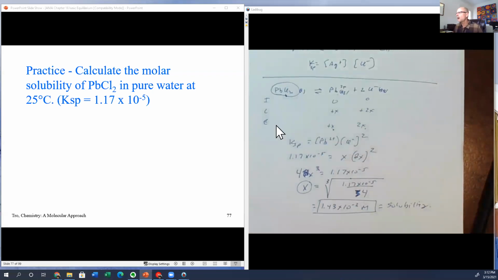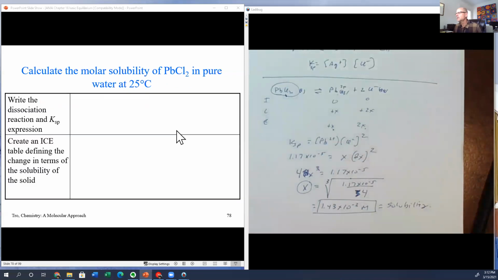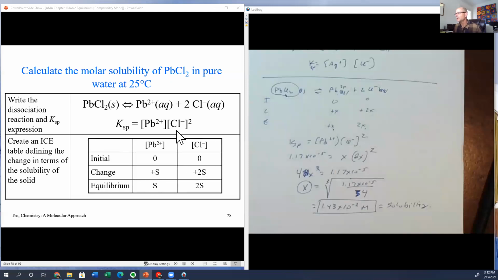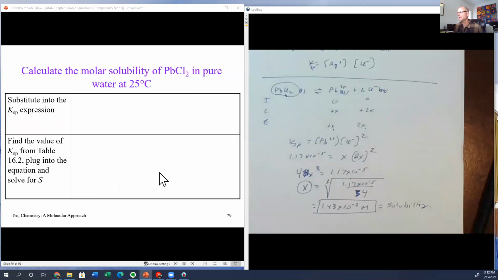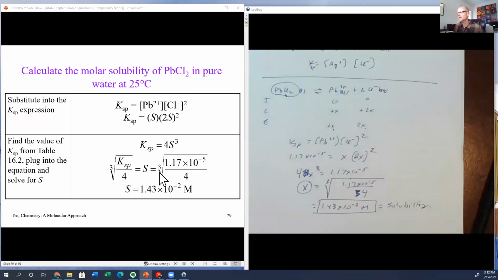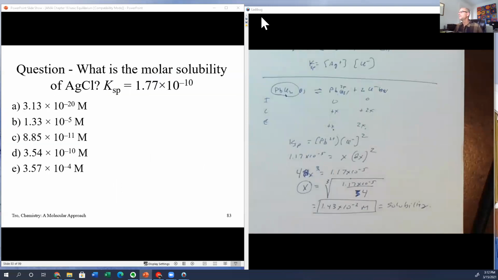Okay, let's have you try a quick one. Make sure you're getting this. Oh, sorry, this is just the same problem again. Sometimes on these problems, instead of calling it x, they'll call it s for solubility, but it's the exact same thing. We substitute in: KSP is equal to 4s cubed, take the cube root of KSP over 4, and there you got it. This is the same problem. All right, here's the one I want you to try.